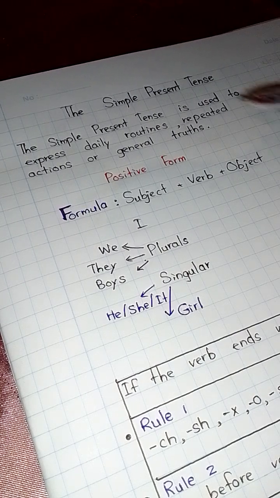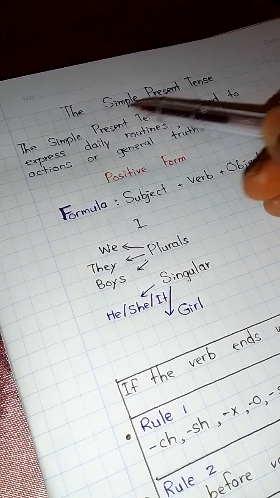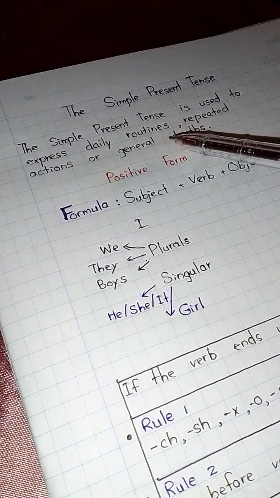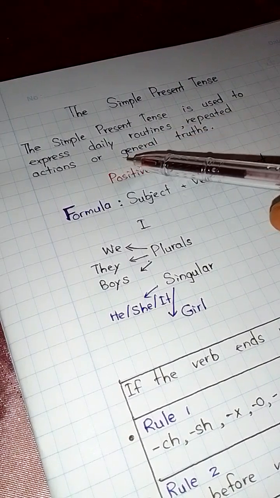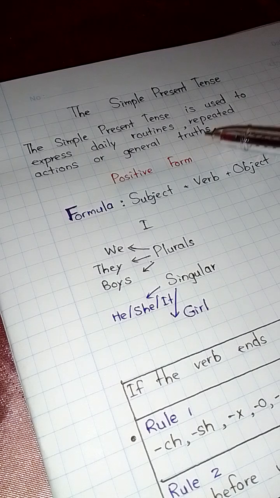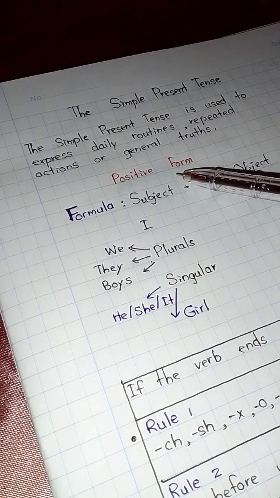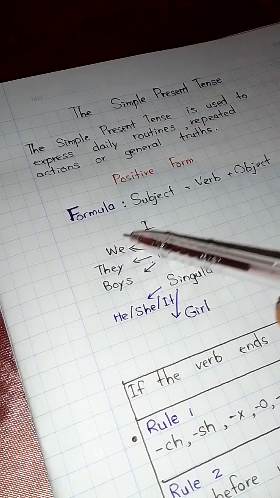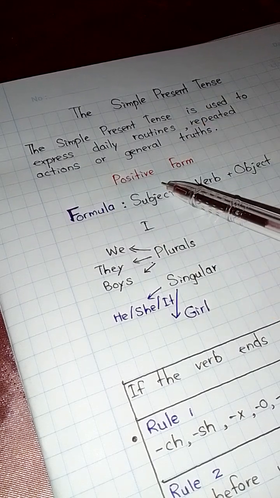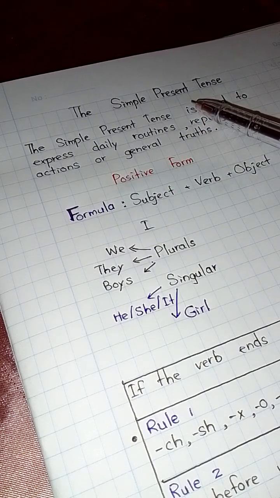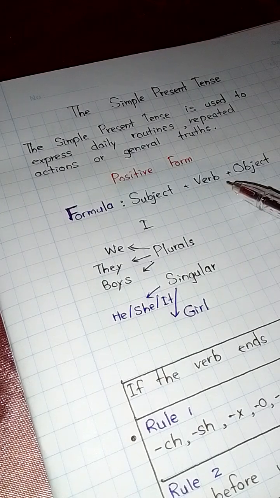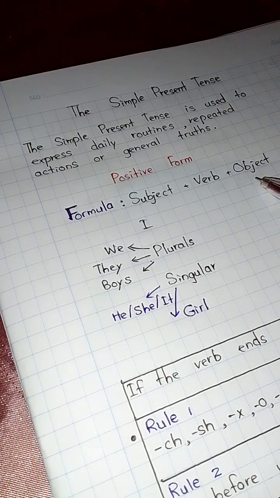Today we are going to study the simple present tense. The simple present tense is used to express daily routines, repeated actions or general truths. First, we have to study the positive form of the simple present tense. Next, the formula of the positive form of the simple present tense is subject plus verb plus object.